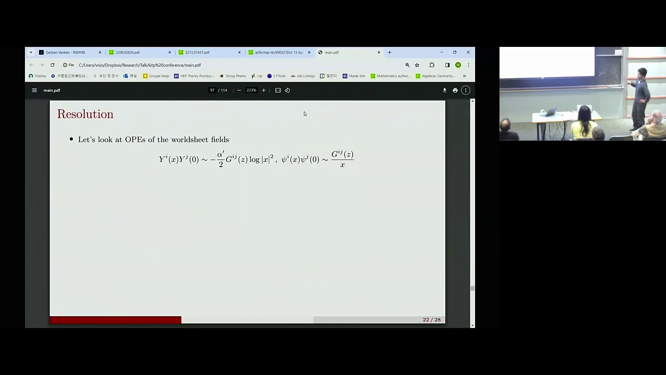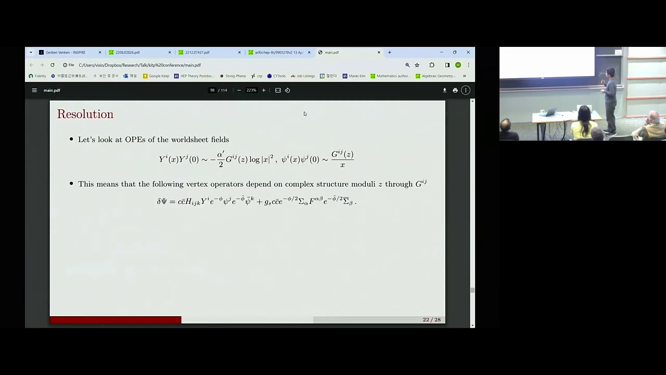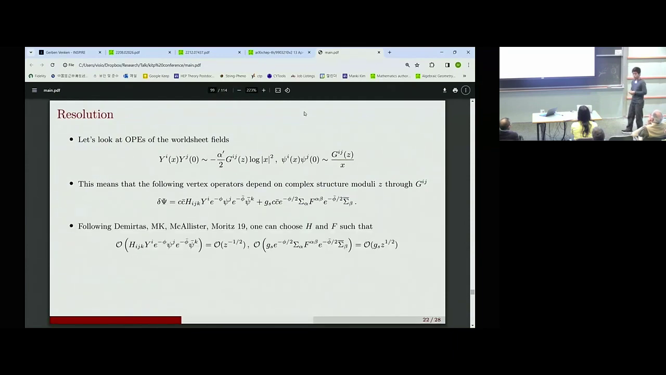The resolution lies in a simple observation. What we know is that the OPEs of the worldsheet fields depend on the target space metric, and the target space metric depends on moduli. In particular, what this means is that these vertex operators have additional dependence on moduli, for example, complex structure moduli and Kähler moduli. And what I can do is to choose my favorite way of choosing fluxes. For example, in my paper with Min-jae, we chose the fluxes following this paper. And what happens if you make the flux choice prescribed in this paper is that the NS-NS vertex operators scale like z to the minus 1/2, and Ramond-Ramond vertex operators scale like g_string times z to the 1/2.